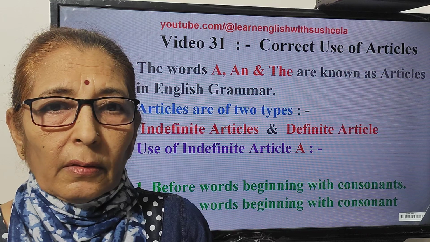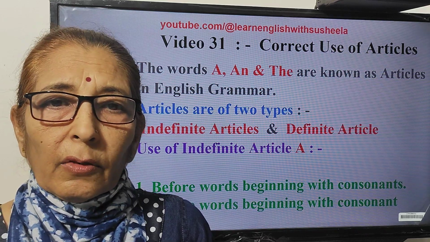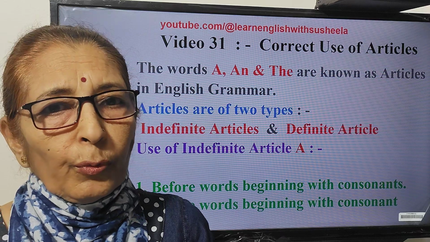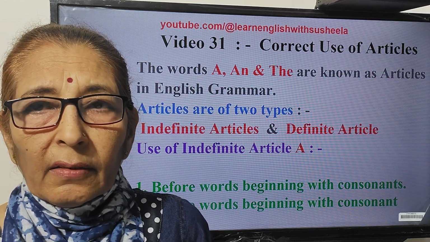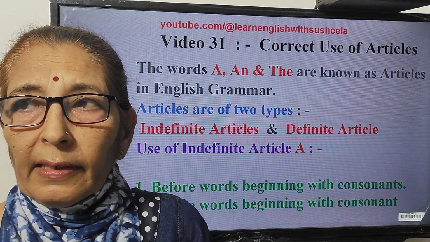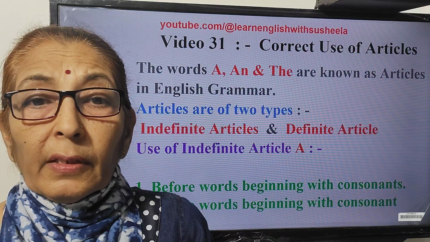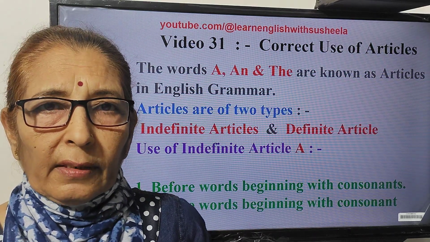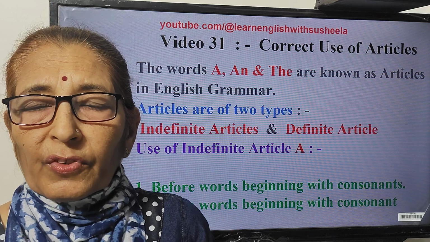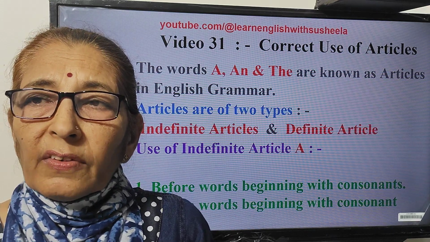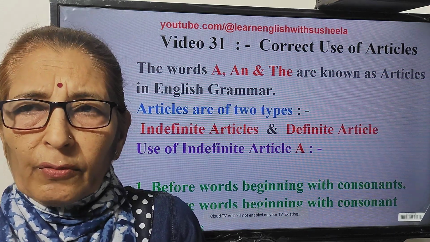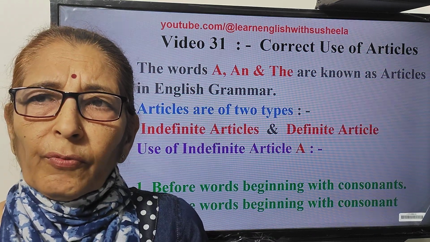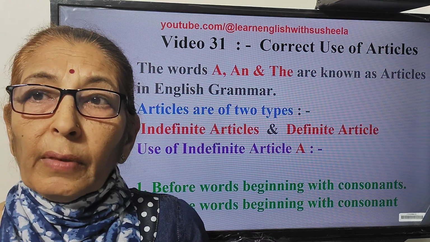The words a, an and the are known as articles in English grammar. Articles are of two types: indefinite articles a and an, definite article the. Now the question is why a and an are called indefinite articles? Because they are used with words which are not fixed, which are not particular, they are not definite. We use them for any one of the many things.